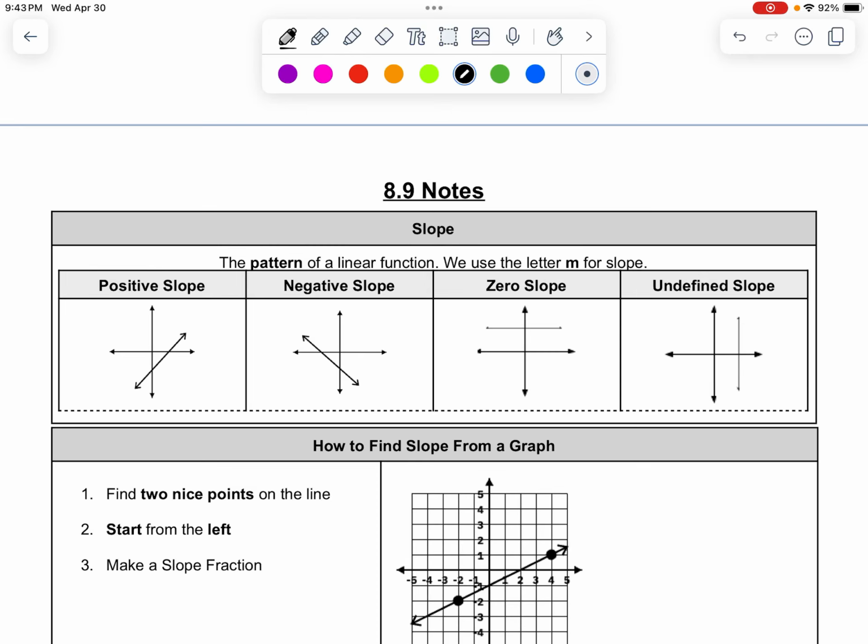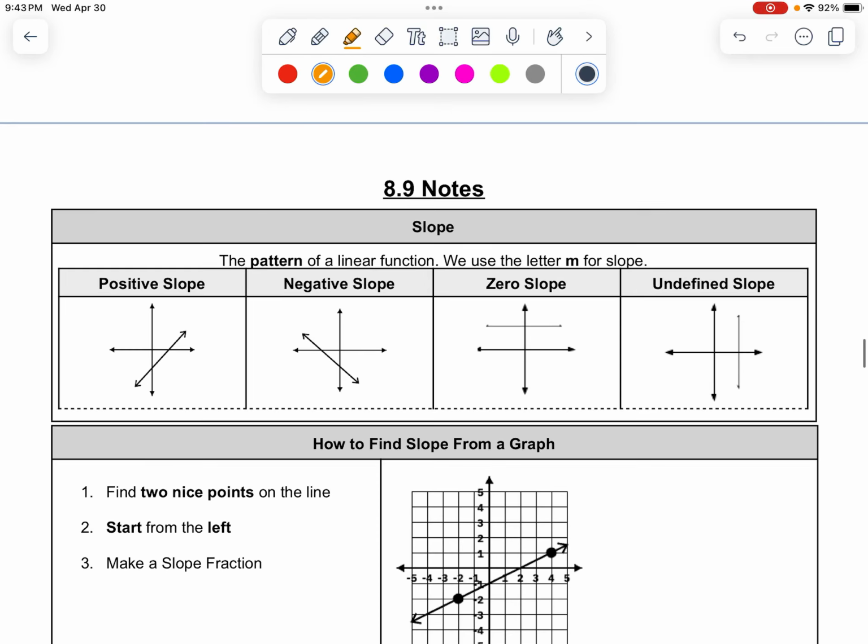Hi everybody. In this video, I'm going to be going through the notes for lesson 8.9, which is going to be a little bit of a change of pace. Up until now, in all of these review videos, we've always been talking about solving equations. What we're going to switch gears to right now is to talk about graphing equations of lines.